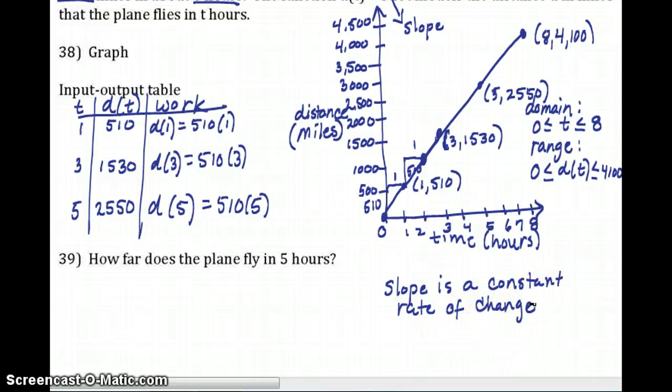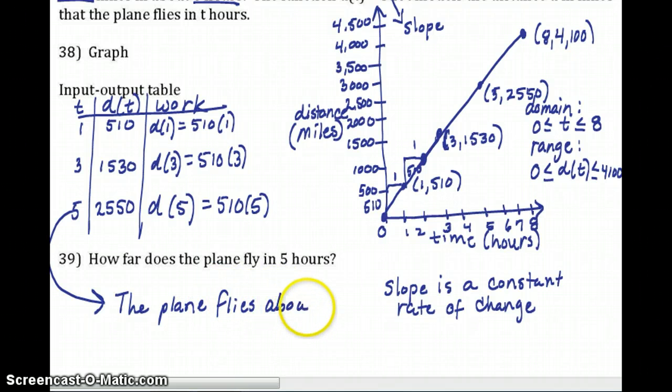Now this next one, number 39, asks us how far it flies in 5 hours. So we've done all that work right there. And so the plane flies about 2,550 miles in 5 hours.